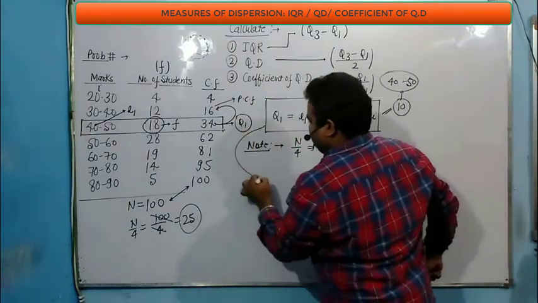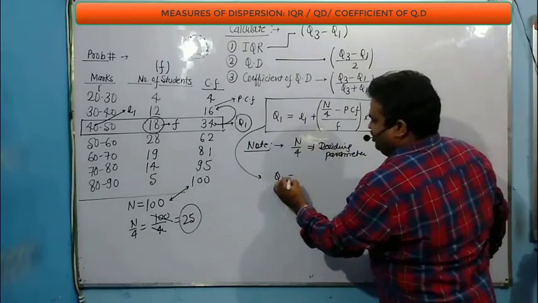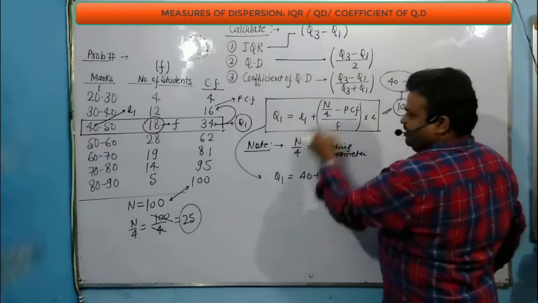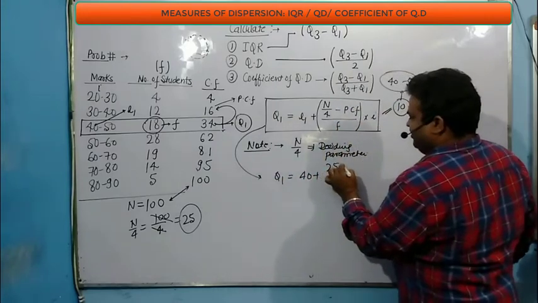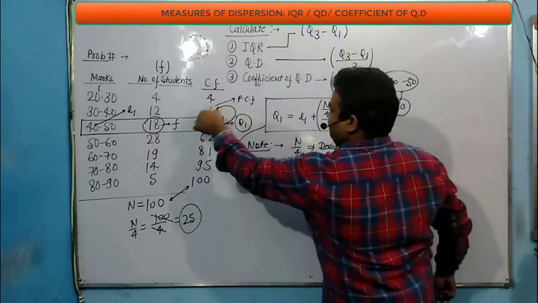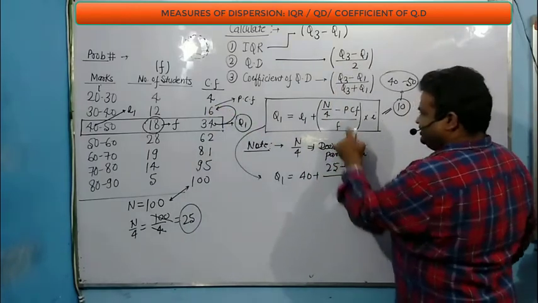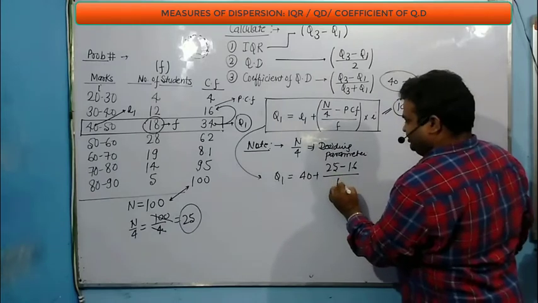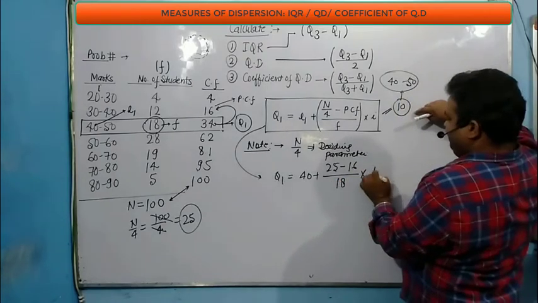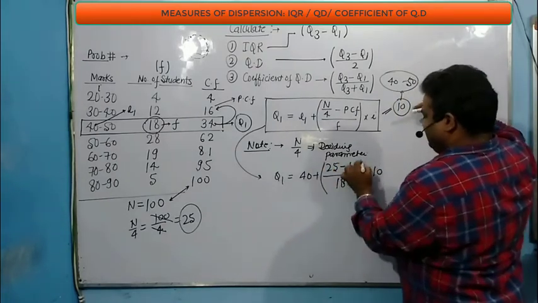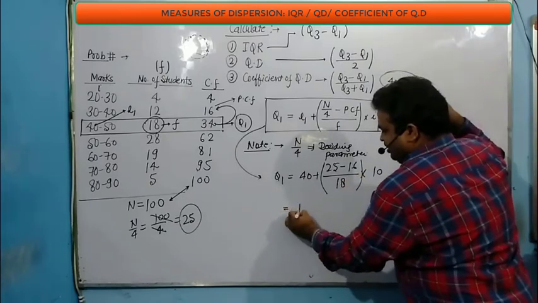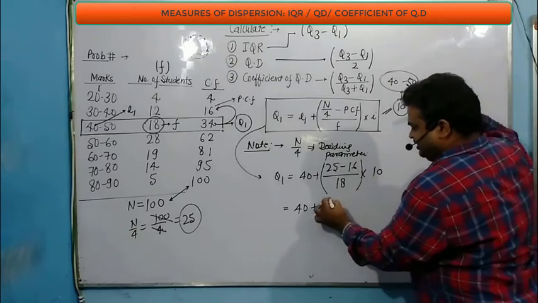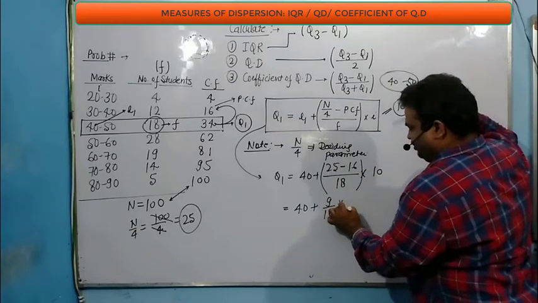Now I am putting this value in the formula. So what is the value of Q1? My Q1 value, L1 is what? 40. N by 4 is what? 25. Minus previous cumulative frequency just before this value, 16. What is F? F is the frequency of the selected class, which is 18, multiplied by 10, which is the class interval range. Now this is 40 plus 25 minus 16 comes 9 divided by 18 into 10.